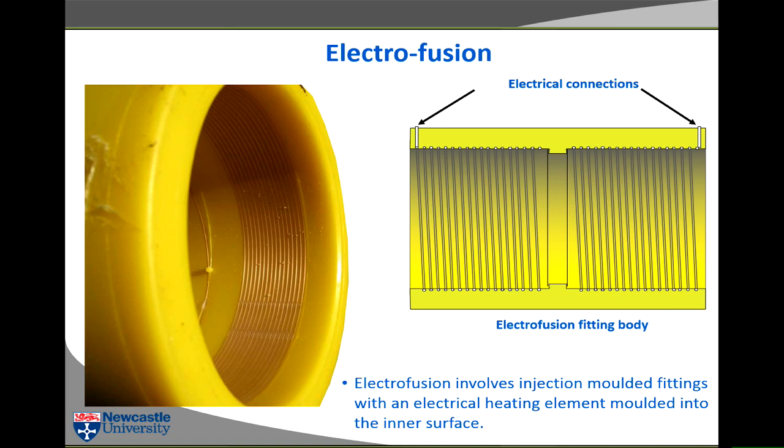So these fittings, electrofusion fittings, are made using a mould, and on the inside of the mould, of course, you have to wrap these electrical conductors. So I'll bring one of them along next time. I'll show you an electrofusion fitting, but basically it's just a straight, simple socket fitting, but with a conducting coil wound around the inside of the fitting. So electrofusion involves injection molded fittings with an electrical heating element molded into the inner surface.